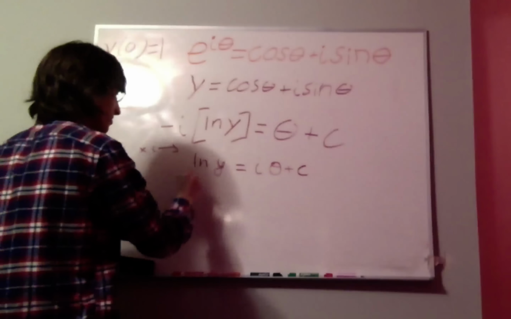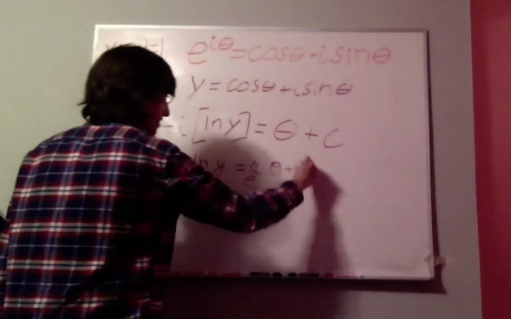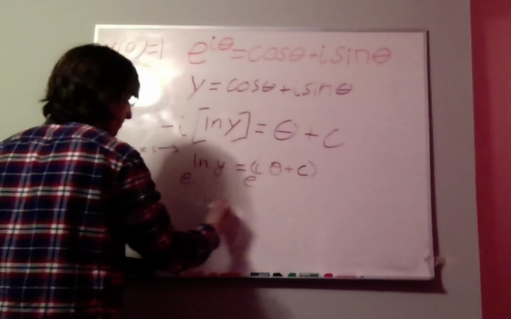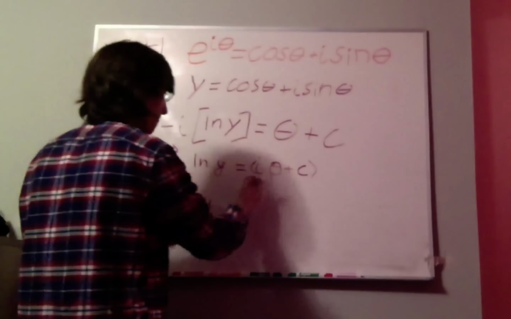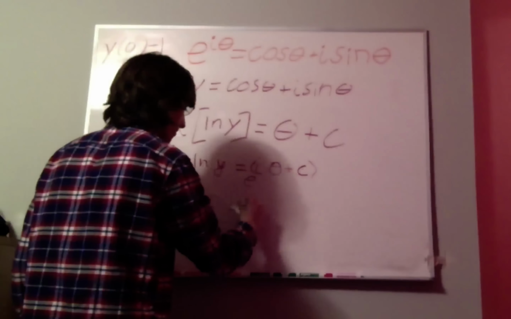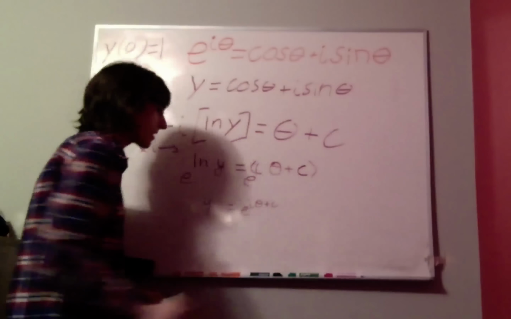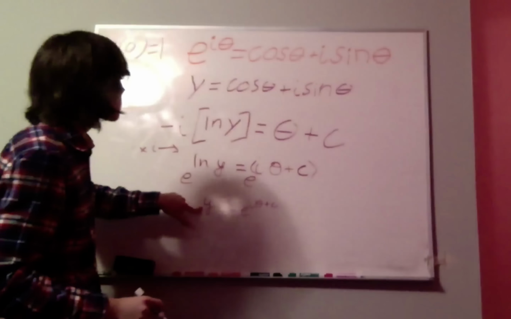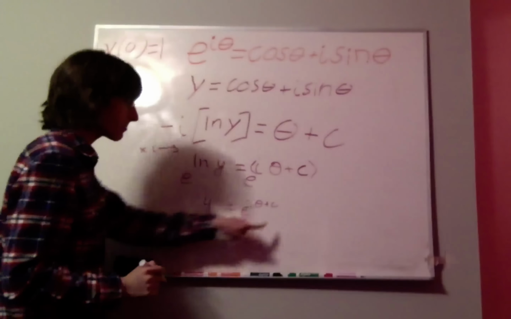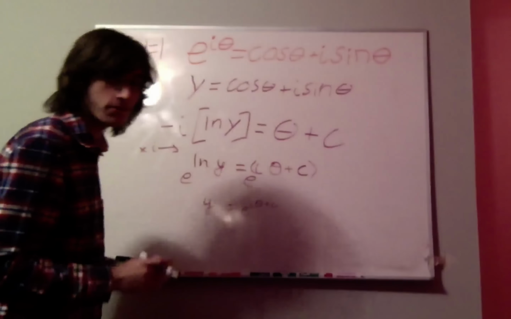And now we can just do e to the both sides. So if I do this, then that gives us e to the natural log of y, which is just y. So it's y equals e to the i theta, which is ultimately what we want to get, plus c in the top part. And so in order to prove that this is equal to that, all that's left is to prove that this arbitrary constant right here is actually indeed 0.